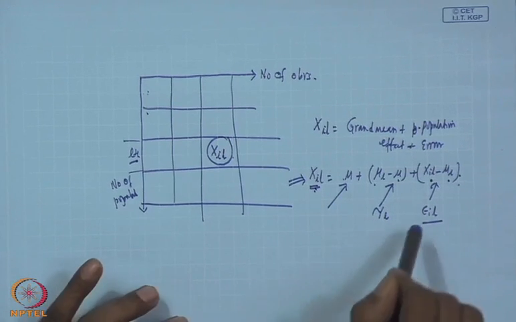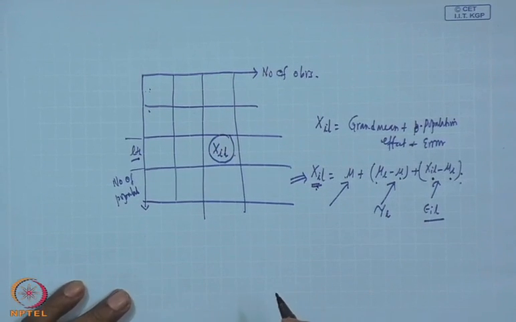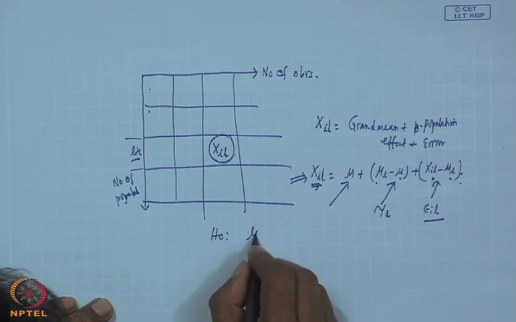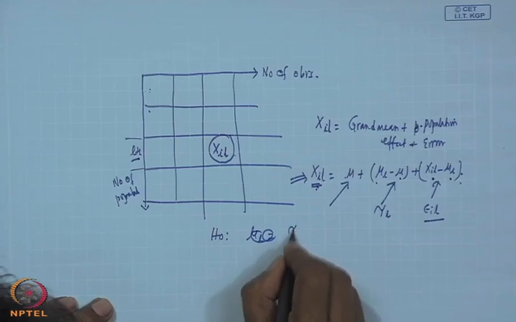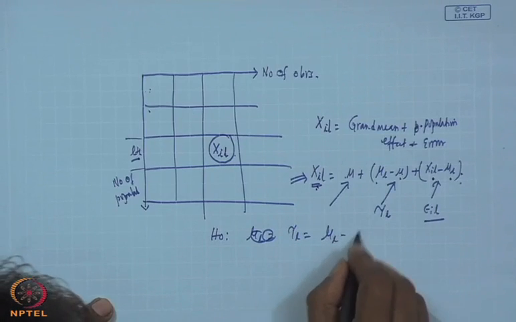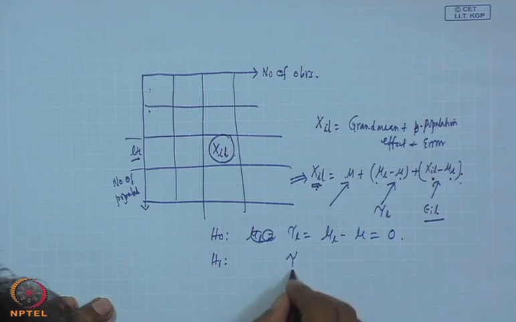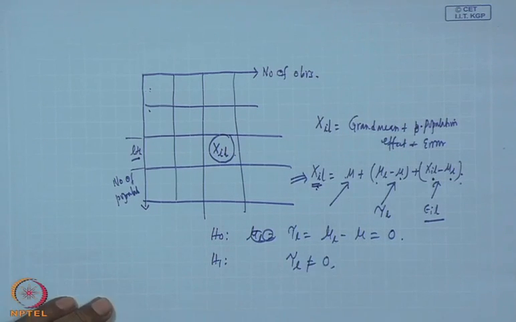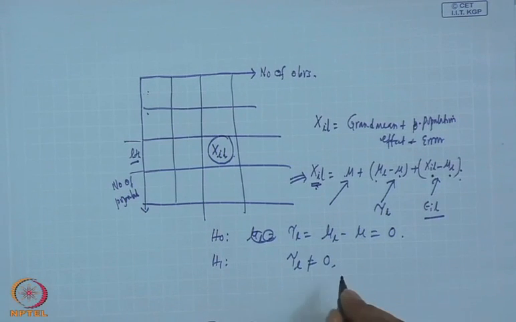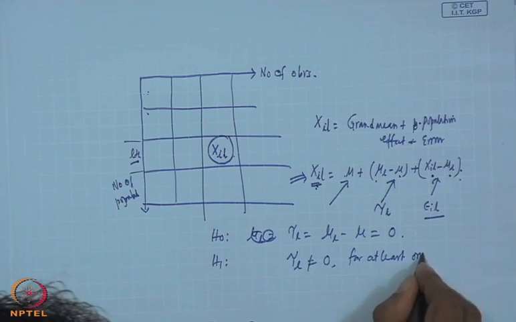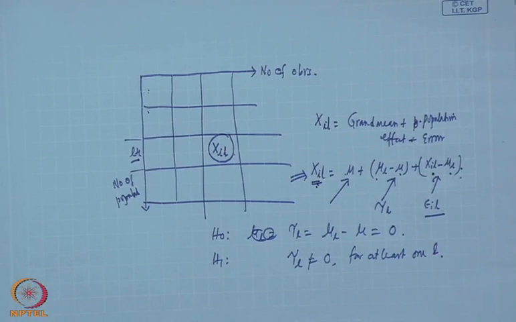Okay. If this is the case, then your hypothesis can be changed to H0: tau_L, that is mu_L minus mu, equals 0, and H1: tau_L not equal to 0 for at least one L.